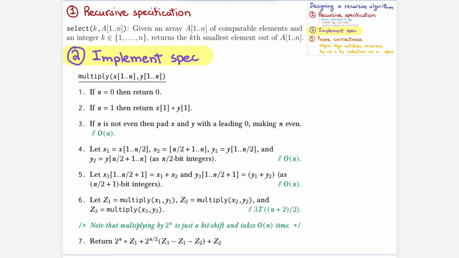This is how I did it, but you didn't have to. I first said, okay, if n's not even, let me prepend a 0 and make it even. But you didn't really have to do this. In other words, I'm going to split x into its 2-bit strings, and y into its 2-bit strings. And then here we're doing the x1 plus x2 and the y1 plus y2. Okay. Yeah, question? The test specification is for select and not multiply.